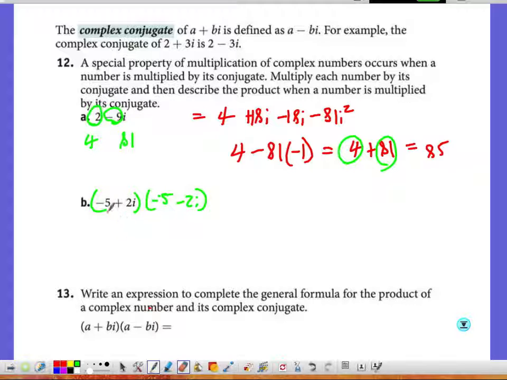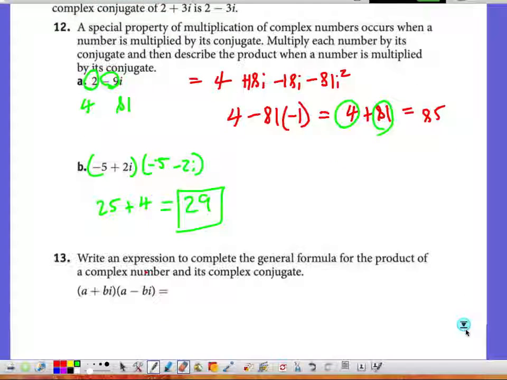Isn't the answer just going to be squaring the real part? So what is negative 5 squared? Well, that's going to be positive 25 plus the square of the imaginary part, which is going to be 4. And that is going to give me 29. Isn't that interesting? Taking that shortcut, I don't have to distribute. I can just go ahead and do the shortcut, and that gives me my answer.